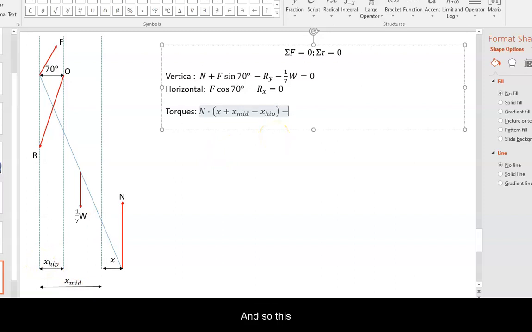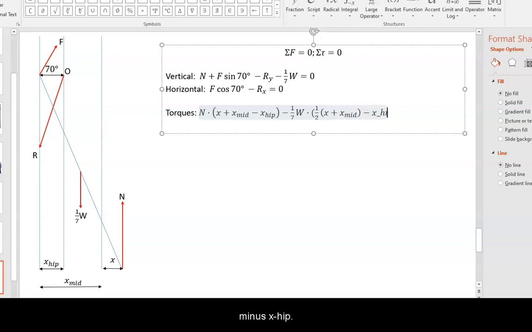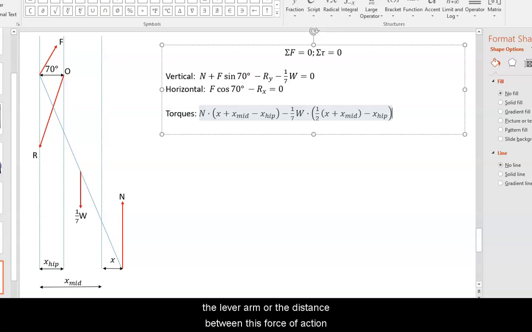And so this 1/7 W onto 1/2 of x plus x mid minus x hip. All right, and that gets us to the lever arm, or the distance between this force of action and that point. And that leaves us with just the force F.